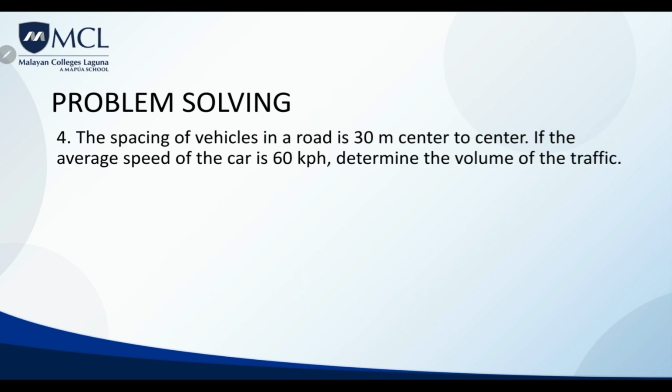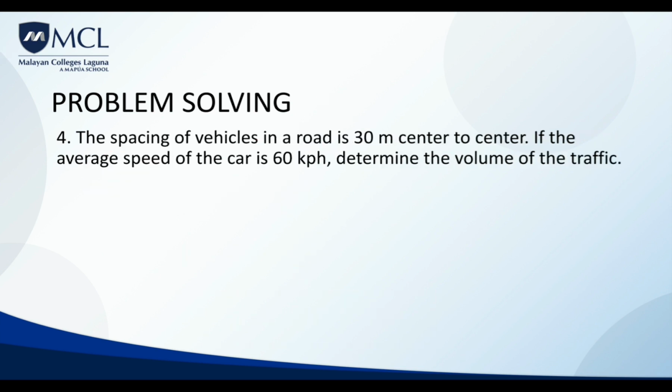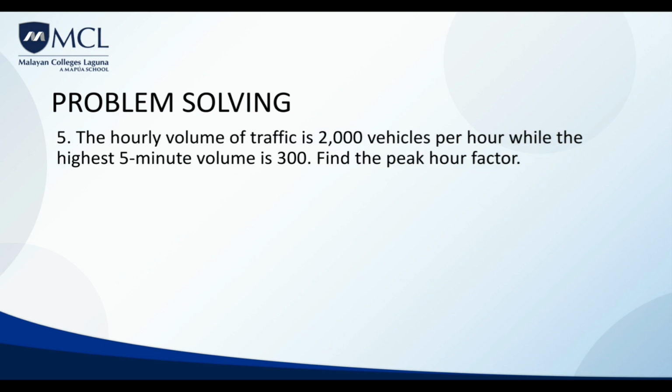Next problem. Problem number 4. Guys, this seems to be a repeat; I think I just copied it. So, let's move to the next problem. The hourly volume of traffic is 2,000 vehicles per hour. So, this is Q. While the highest 5-minute volume is 300.